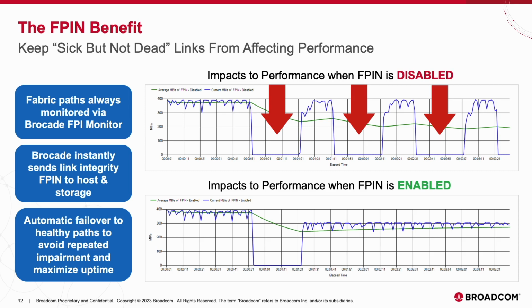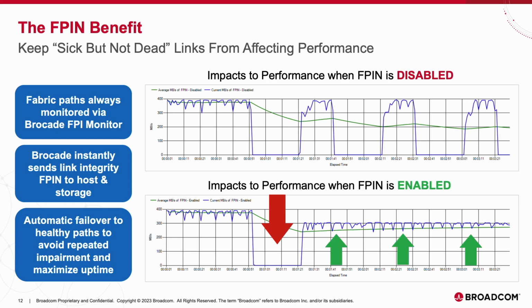On the other hand, when FPIN was enabled, we notice a difference in our graph. We only see a single instance of the link impairment before the Fabric captures the impairment event and notifies the end devices of the issue via FPIN. In turn, the host and array autonomously fail over to a healthy path to avoid the intermittent performance issues seen in the graph above. The benefit Fabric performance impact notifications introduced to SAN lies within the fact that autonomous actions are taken without user intervention.